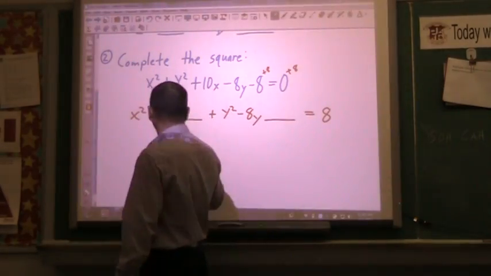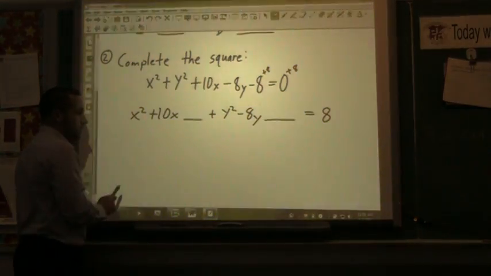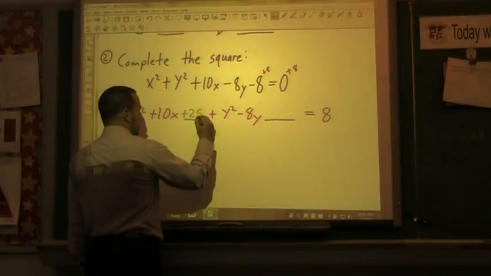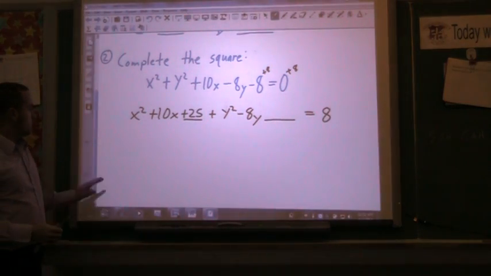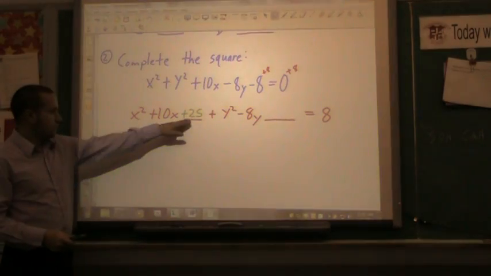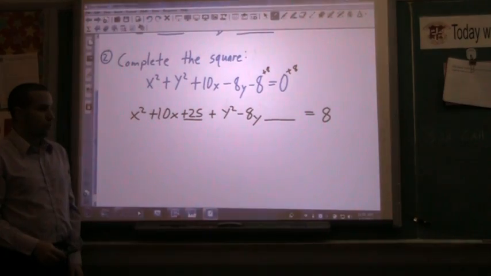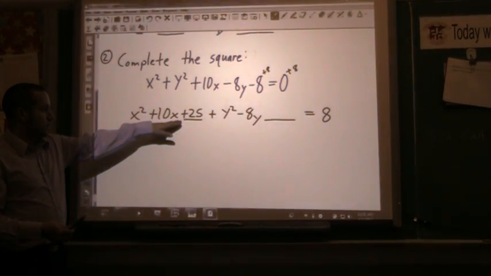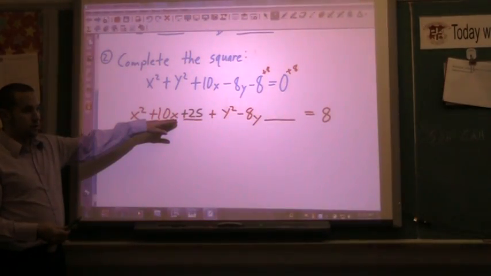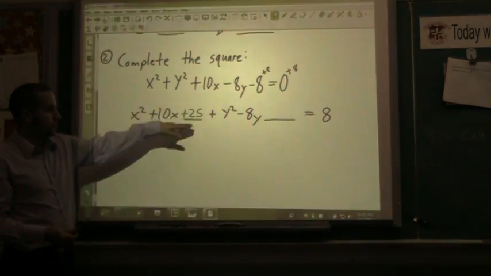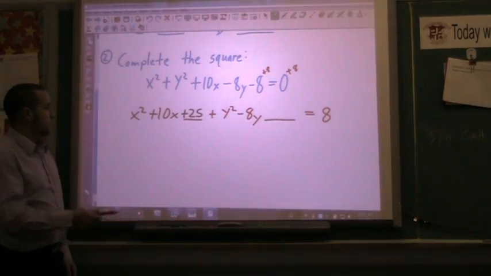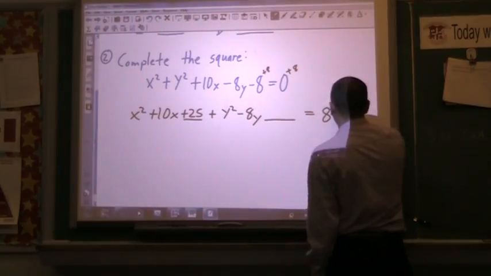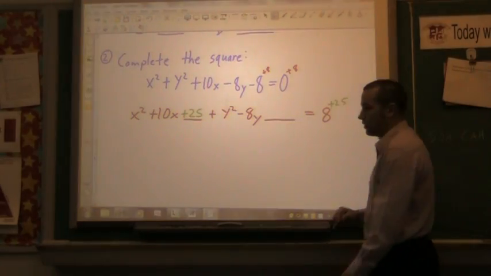So again, the same method here. I have to take half of 10, which is 5. 5 squared gives me 25, so I'm going to add 25. Now, different from what we were doing before, that 25 was not there before, and I've added it so that I can complete the square and factor this as x plus something times itself. So the 25 was not there before. Since I added it there, I have to also add it to the right side in order to balance things.